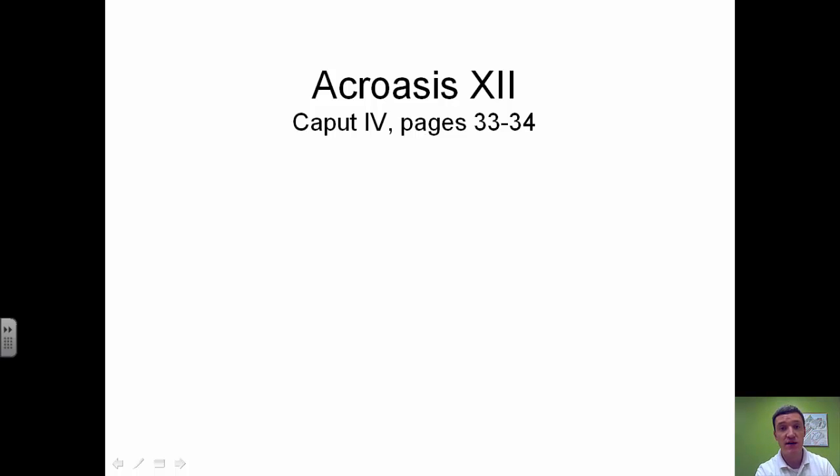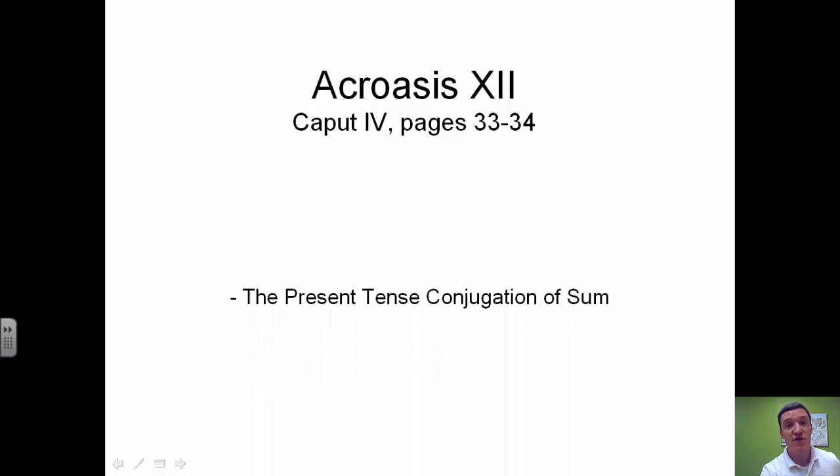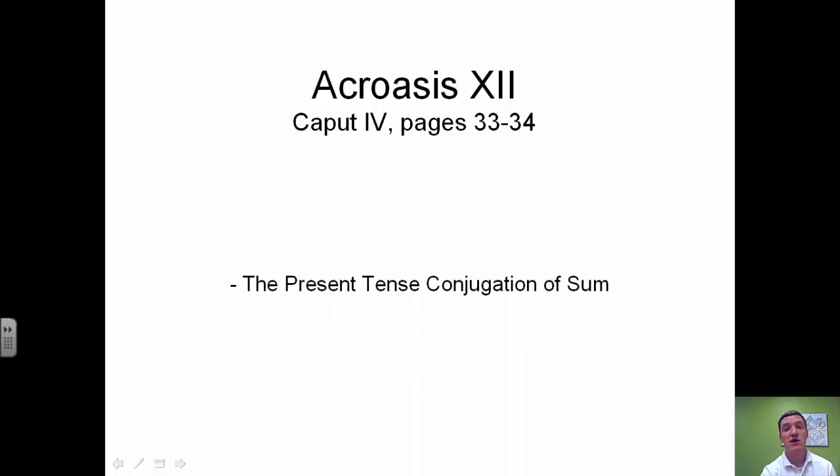This video is going to cover chapter 4 in the Wheelock textbook that you know and love so dearly, and you can find the information I'm going to talk about on pages 33 and 34. Today we're going to talk about the present tense conjugation of sum, which you have yet to see. We're going to talk about the predicate nominative, which flows pretty nicely from that discussion.